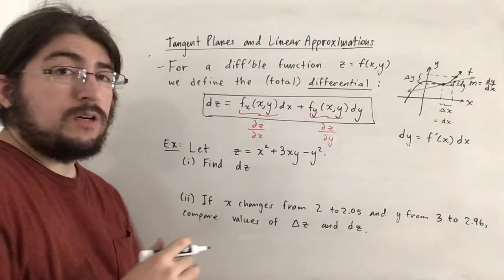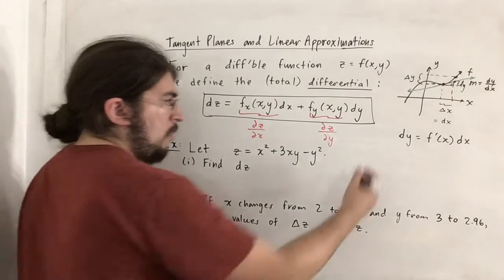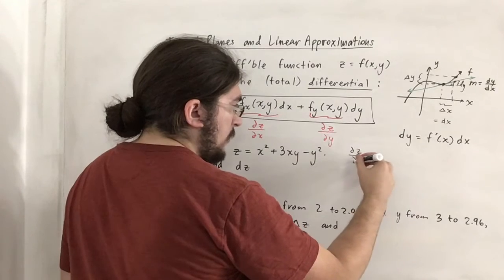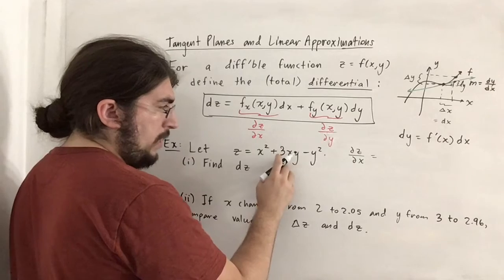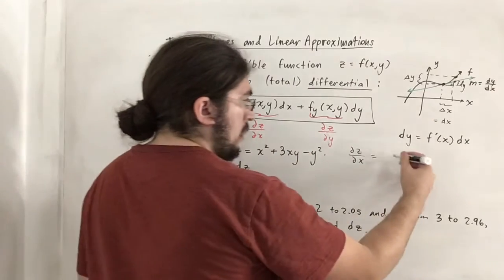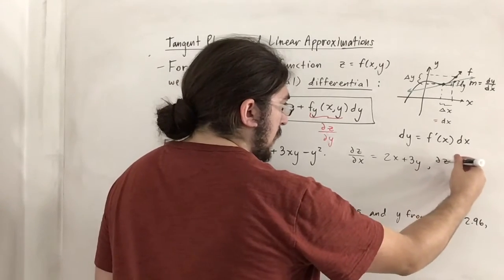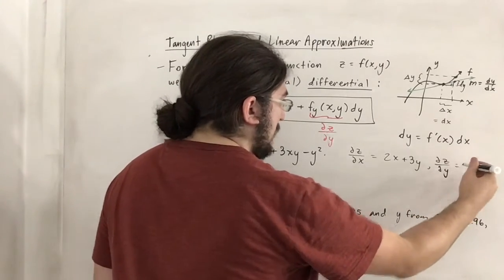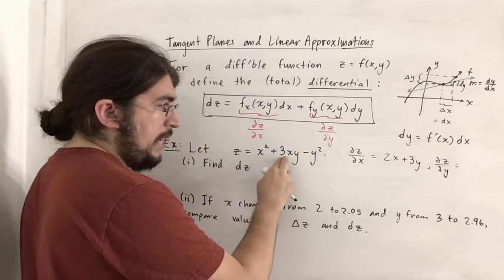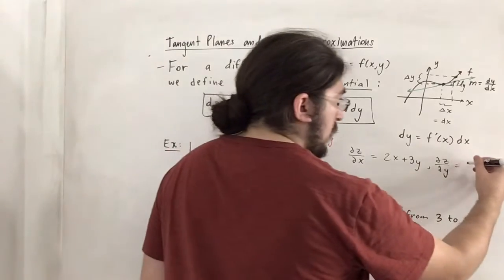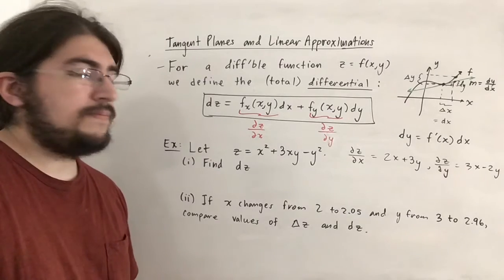To find dz, first we need the partial with respect to x and then the partial with respect to y, which I'll do up to the side here. The partial with respect to x is just 2x. Here the x drops, so you get 3y, and that goes to 0 because y is a constant. So we get 2x plus 3y. What about partial z over partial y? Here x squared goes to 0, here the y drops so you get 3x, and then that becomes negative 2y. So this is 3x minus 2y. They look kind of similar, but a little different.